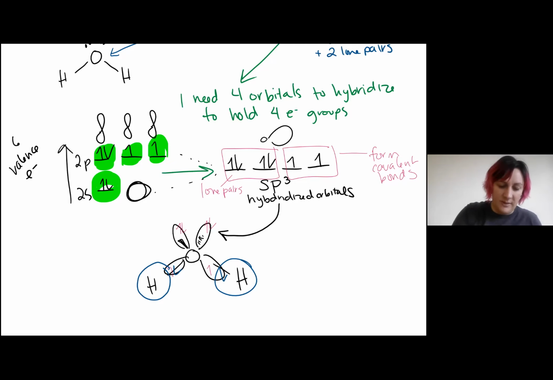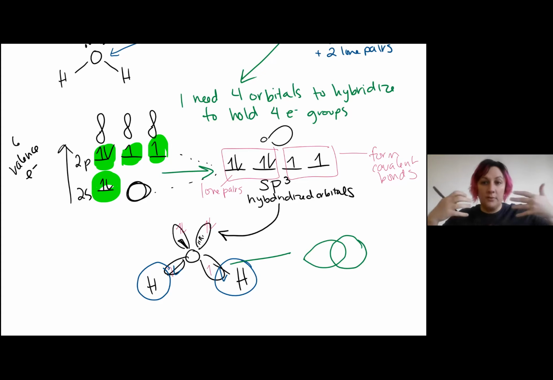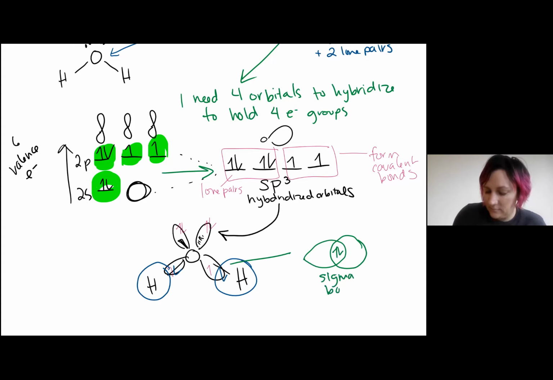Now I can go a little bit deeper and start looking at what types of bonds are forming. So in this case right here, we have 2 overlapping orbitals that are coming head on with each other. This is going to be a sigma bond, which is what we call this. So in this case, I have 2 sigma bonds.